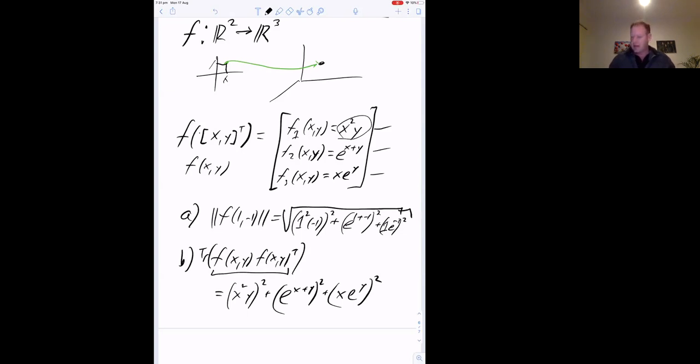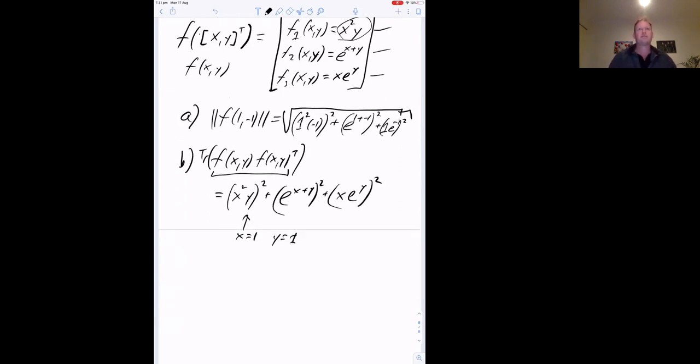And at the point x equals 1 and y equals 1, substitute those in. That's going to be the trace. So the third thing is compute the Jacobian matrix. Okay, here we go, Jacobian matrix. So the Jacobian is D of F.